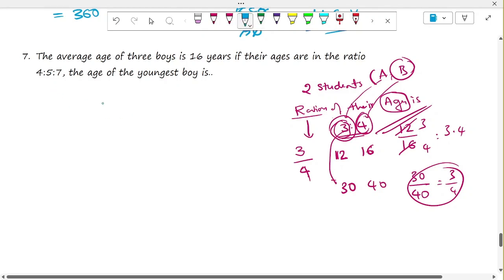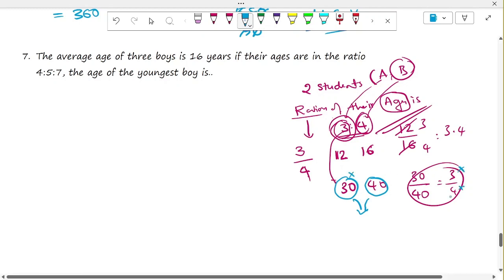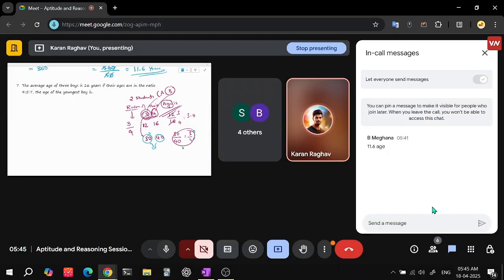Now, you see here, when the age was 30 and 40, you must be able to see the common value that is multiplied to both of these values, 3 and 4. What is the common value that is multiplied to both of them? If the age is 30 and 40, what is the common value multiplied to both of them? Just try to answer me. Put it in the comment section. Actually, I can see comments.